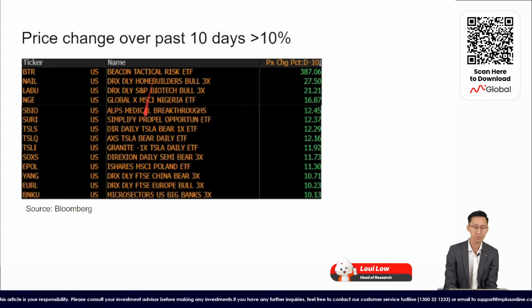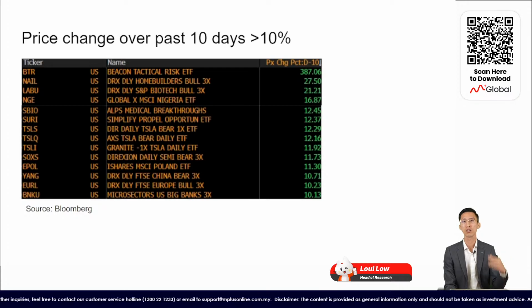So basically, all these are ETFs that performed more than 10% over the past 10 days. So just take note that during a market sideways ranging mode, we can still have all these opportunities out there. ETFs are one of the tools that you can equip yourself with to generate some returns.